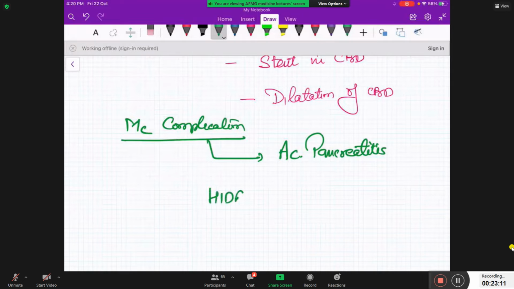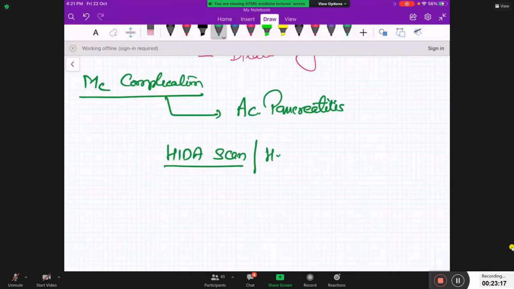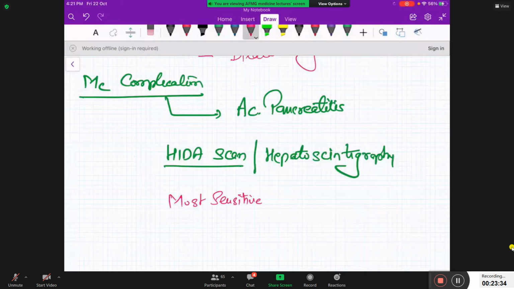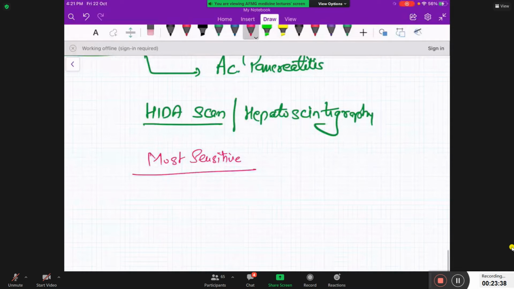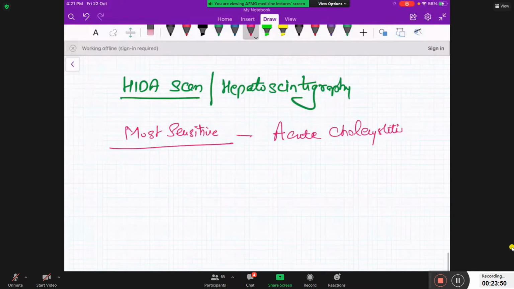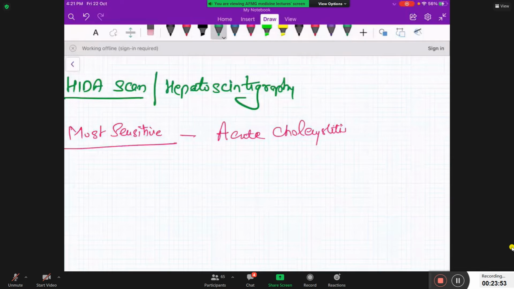Then comes IDA scan. It is also called hepatoscintigraphy. And this investigation, very important, is the most sensitive investigation for acute cholecystitis.